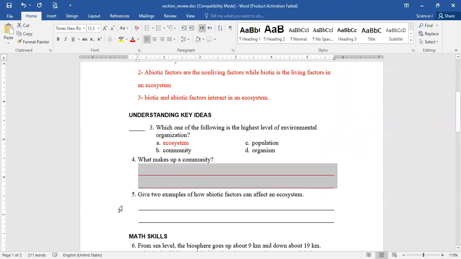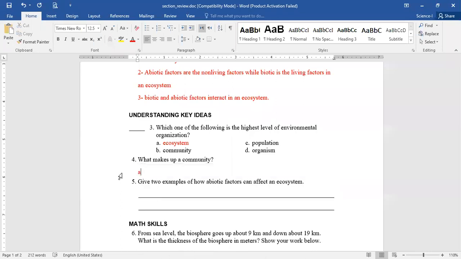Let's find here what makes a community or what is a community. Yes, Farah Hashim. What makes a community? The populations of species that live in the same habitat and interact with one another. Okay, that live in the same area and they interact with one another. So we can here see a community.